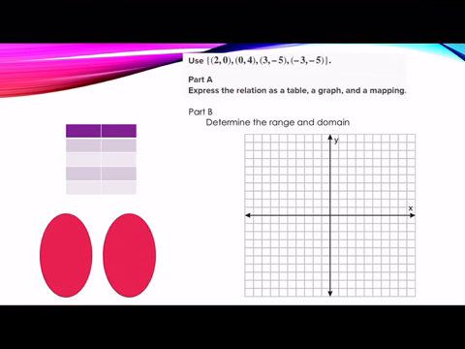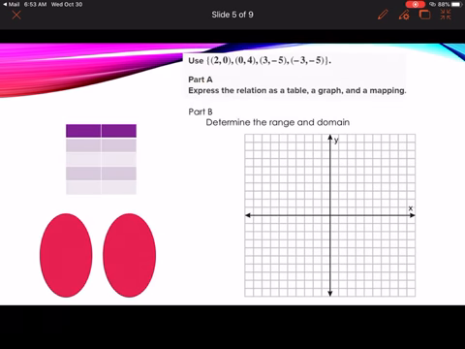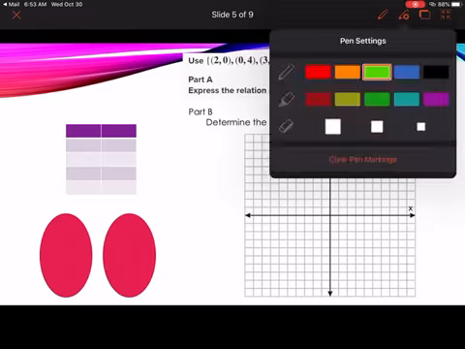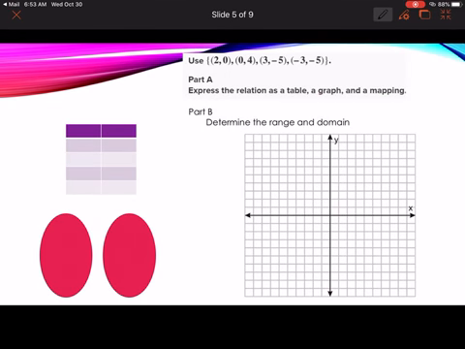So this is kind of what the problems are going to look like. It's going to ask you, we should probably go with something brighter. Express the relation as a table, a graph, and mapping. So we're going to do all 3 of those things, and then part B, we're going to determine the range and domain. So a table is set up by X, Y. So I just take each one of these and put them on a line.